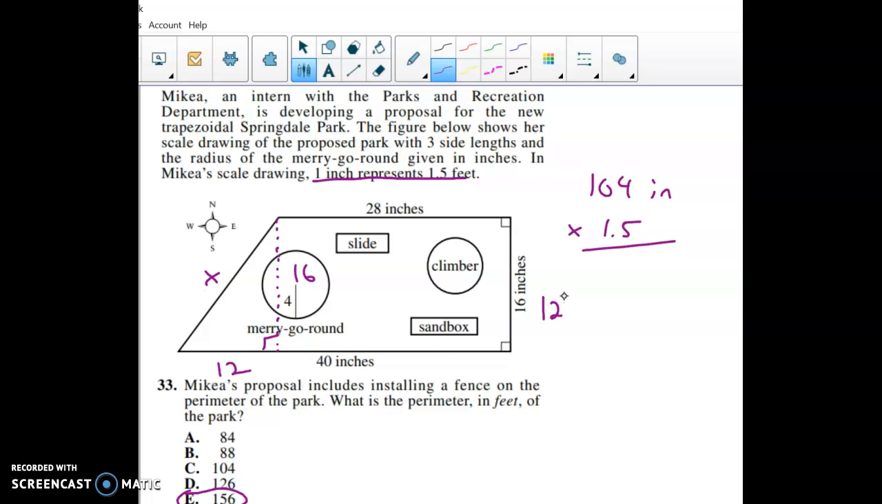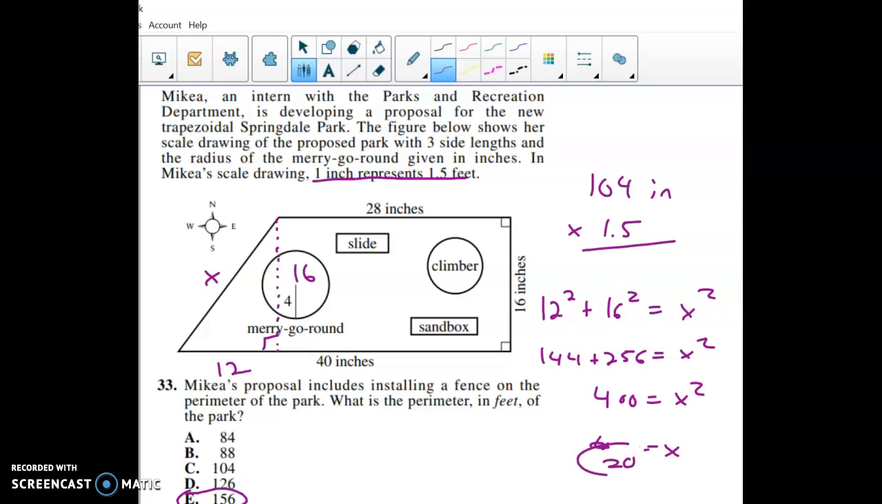So I could do 12 squared plus 16 squared equals a hypotenuse squared, x squared. So it'd be 144 plus 256 equals x squared. 400 equals x squared. And then take the square root of both sides and you get 20. Okay, so that's exactly what I got when I guesstimated. So looks like the math works out okay.